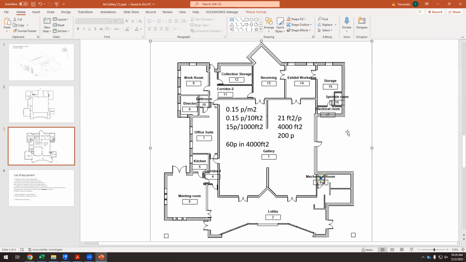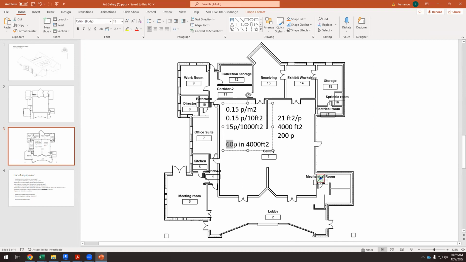Okay, so what do we do? According to ASHRAE, I have 60 people. According to Revit, I can have up to 200 people. So that's life. You have to make a decision.